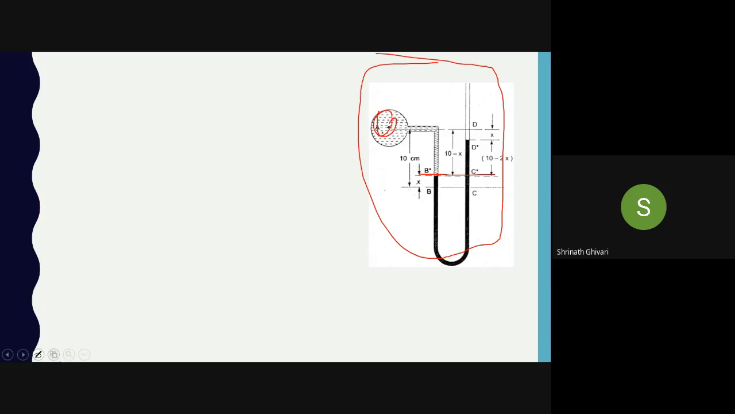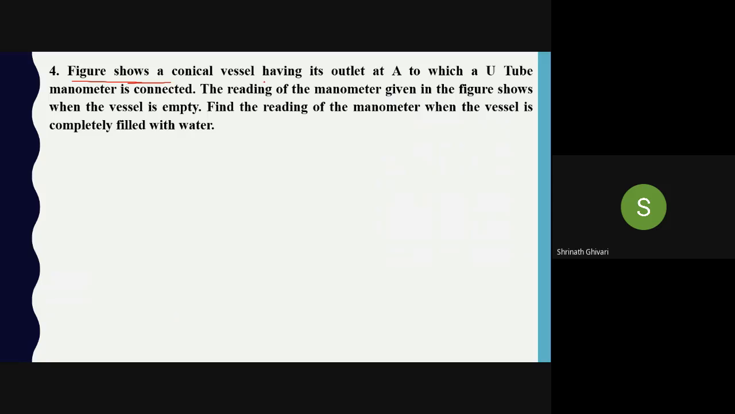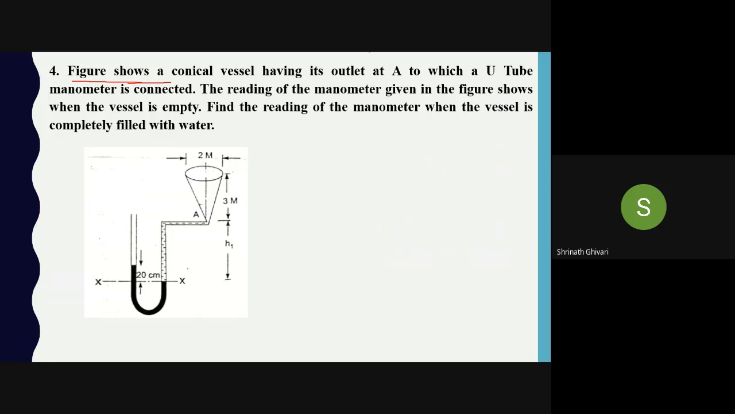Fine. So the next problem is what? He has given the diagram. It says there is a conical vessel having its outlet at A to which a U-tube manometer is connected. This is the outlet of the conical vessel. This is the conical vessel, which is having the outlet at A, and this is connected to a U-tube manometer.